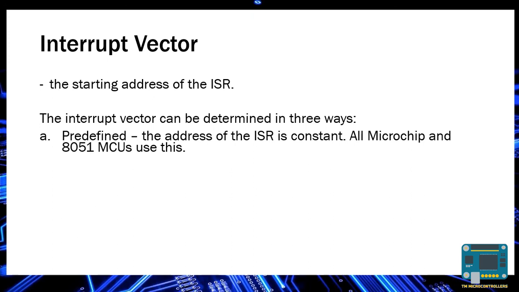It can be predefined. All Microchip and 8051 microcontroller units use predefined interrupt vectors, including, of course, the PIC 16F877A. It's actually 0x04, but if you're coding in C, not assembly, you don't need to know about the interrupt vector. It's useful in assembly, but not in C, because the interrupt vector is already defined internally in the code. So the user does not need to define the interrupt vector.